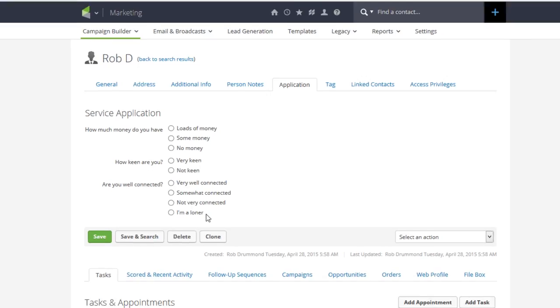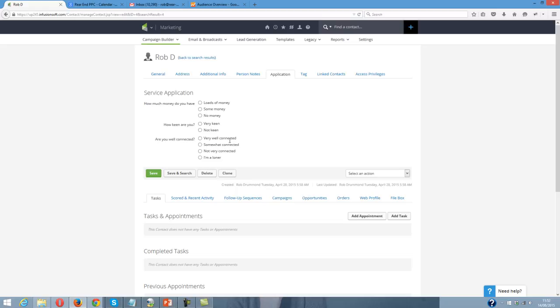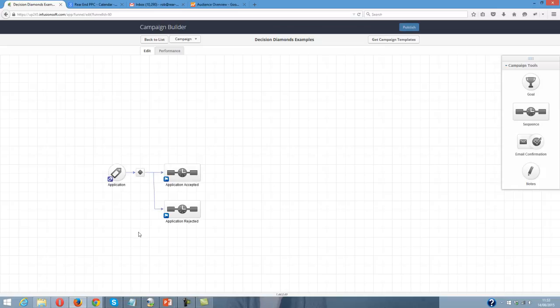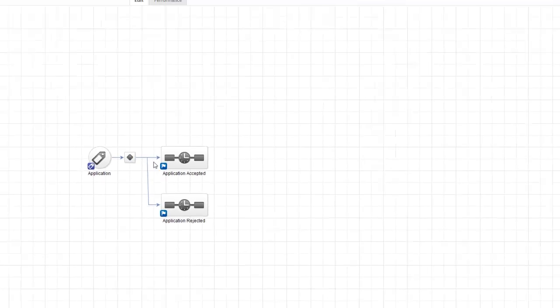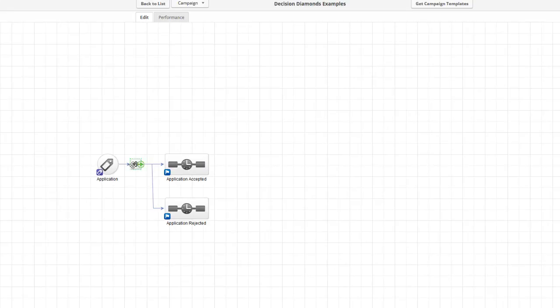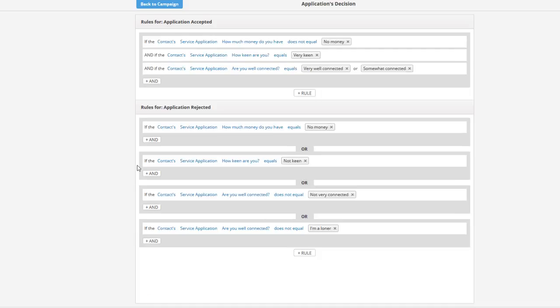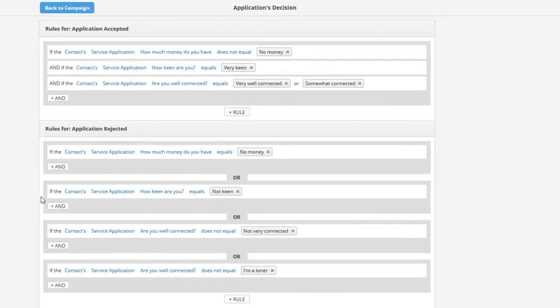So I'm going to show you something similar to the decision diamond that we originally set up that we couldn't get to work. So in our campaign we had a tag which was applied when a contact filled in the application form. Then there would be an accepted sequence and a rejected sequence, and we had a decision diamond in the middle that tells Infusionsoft which way to send the contact based on their answers to the survey. So we originally did this in a single decision diamond, and I want to illustrate how this can get complicated very quickly and how you can easily confuse yourself.